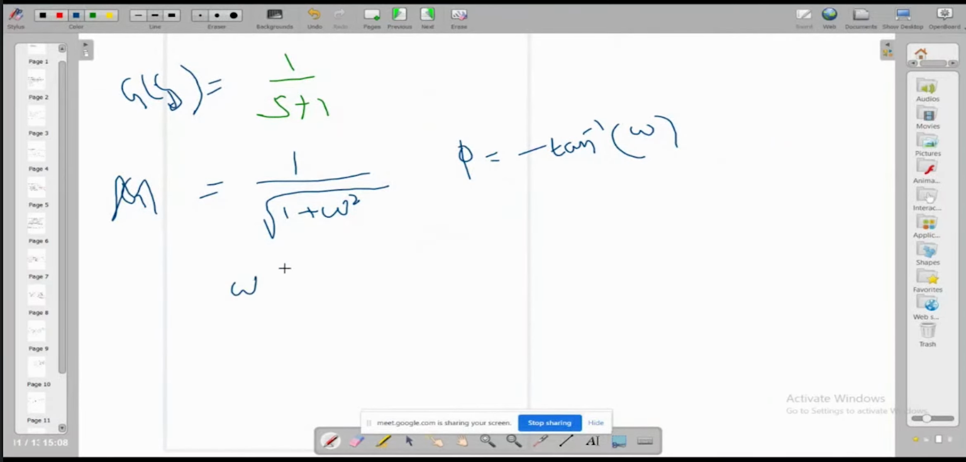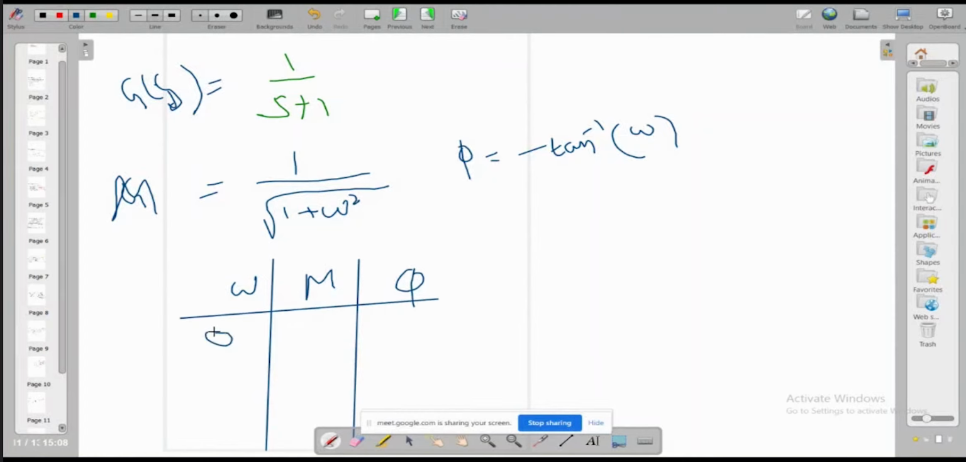Fill up the table: omega, magnitude, phase. For omega 0, the magnitude is 1, and for omega infinity the magnitude is 0. The phase will be 0 for omega 0, and minus pi by 2, that is minus 90 degrees, for infinity.